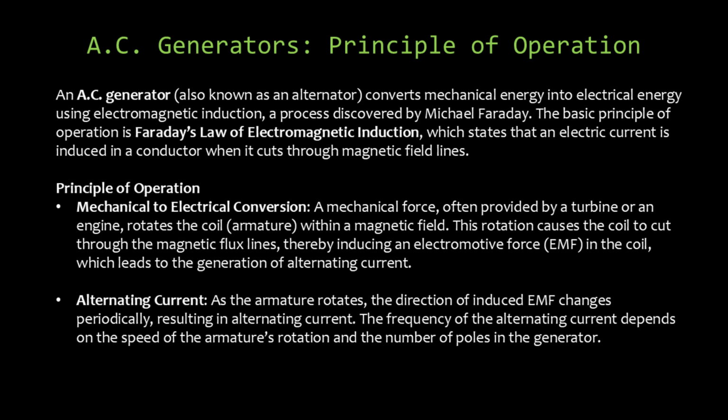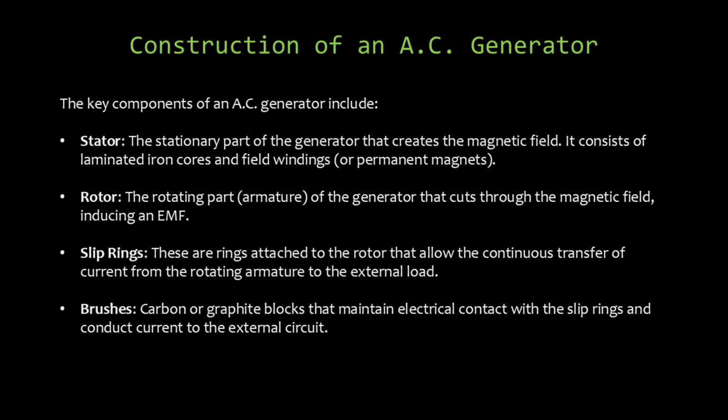The frequency of this current depends directly on the rotation speed of the armature and the number of magnetic poles in the generator. Now, let's explore the key components of an AC generator. First, we have the stator, the stationary part that creates the magnetic field. It consists of laminated iron cores and field windings.